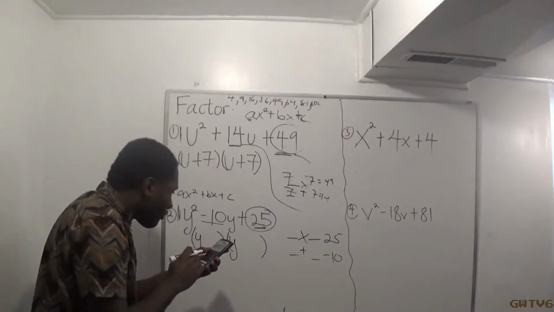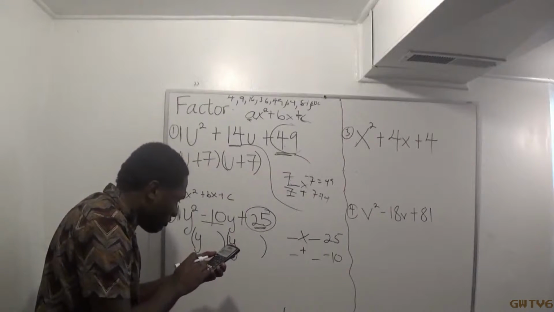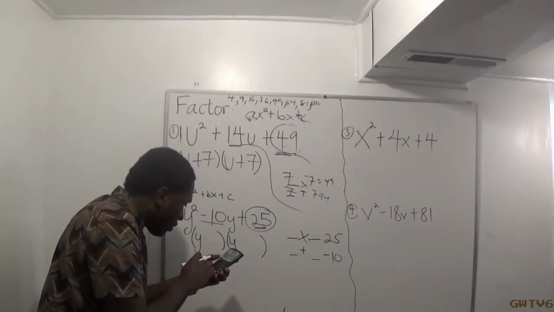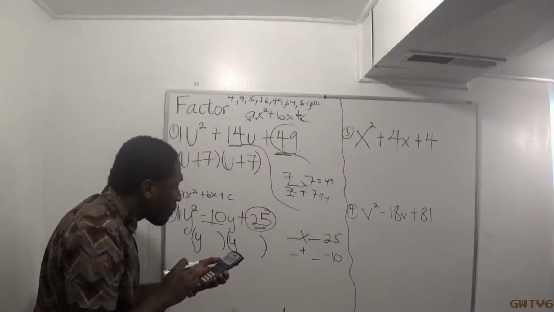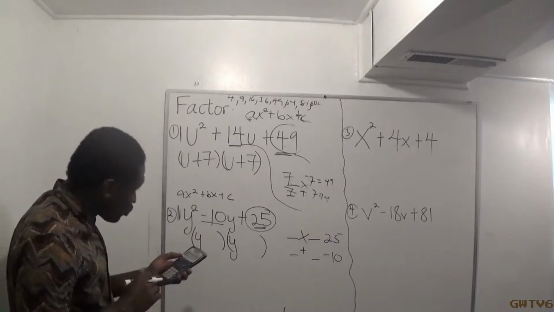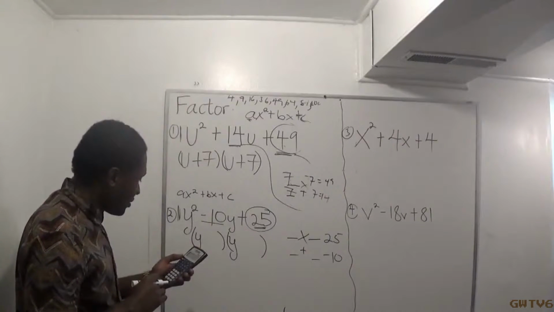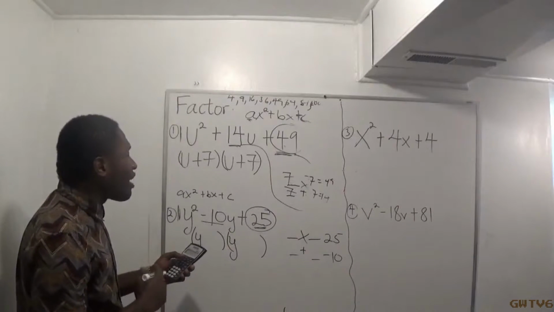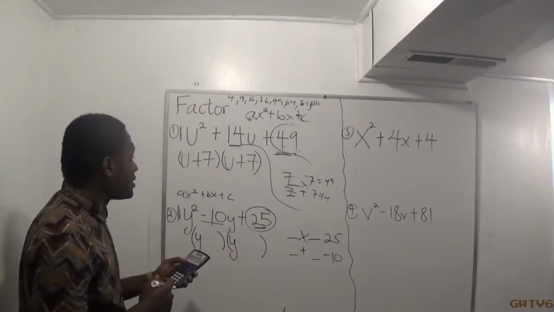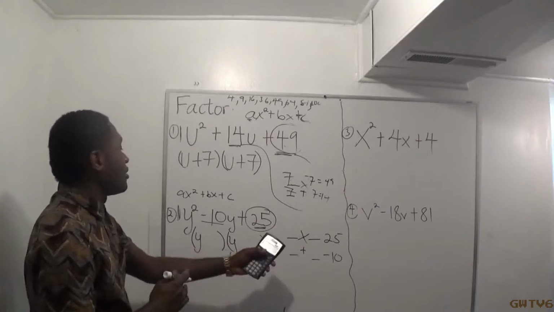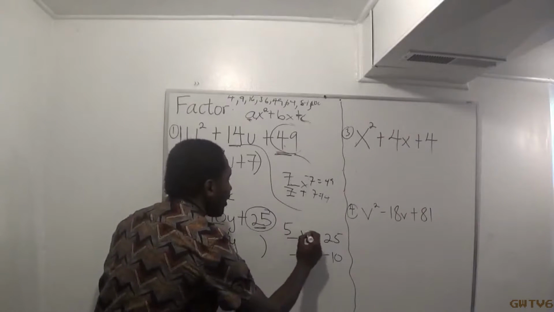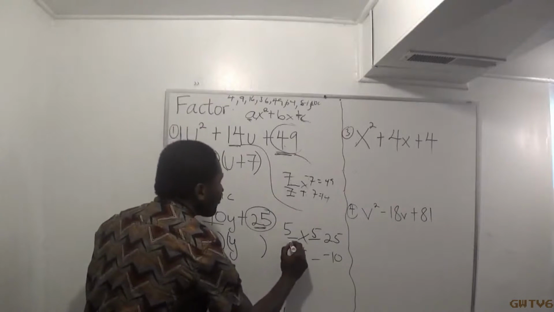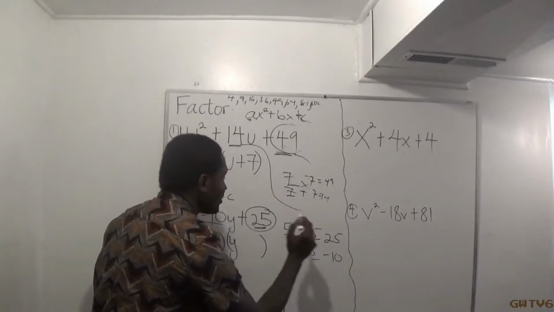Because square root of 25 is what? Would that give me a whole number or decimal? Square root of 25. Oh, that is a 5. So 25 is a perfect square, and square root of 25 gave me 5. So let me try 5 and 5 and see if it's going to work for this right here. So I have 5 times 5. That is 25. And what is 5 plus 5?